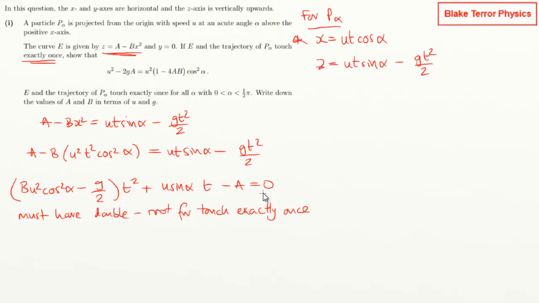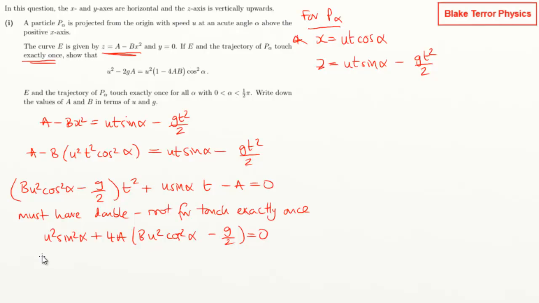Okay, so now we can jump into the discriminant, and our discriminant has got to be 0 for us to have our double root. So that means we've got to have u squared sine squared alpha, and then, because we've got a minus on the a, plus 4a, and then the bu squared cos squared alpha minus g over 2. That's got to be equal to 0. This is getting close to what we want, isn't it? It is close to what we want. Okay, we got rid of the sine squared and made it 1 minus cos squared.